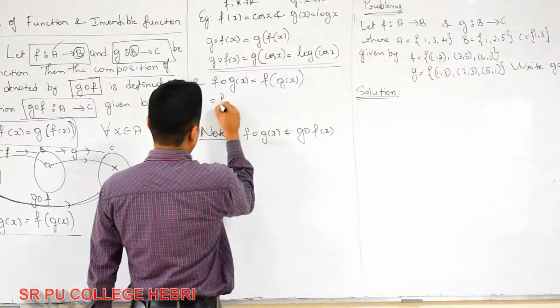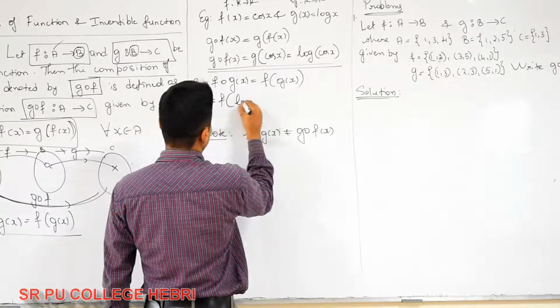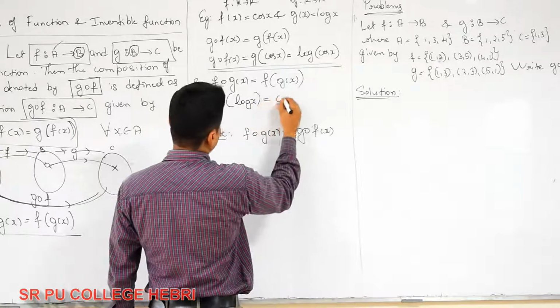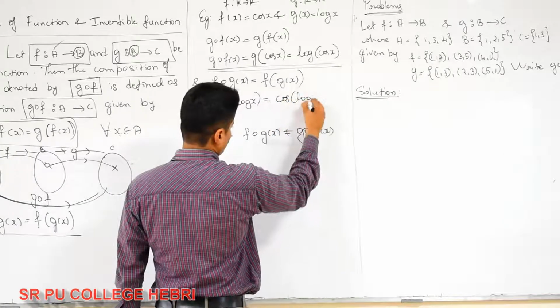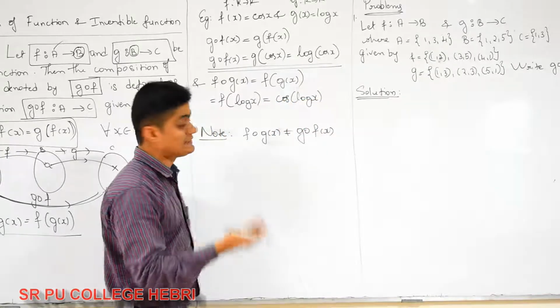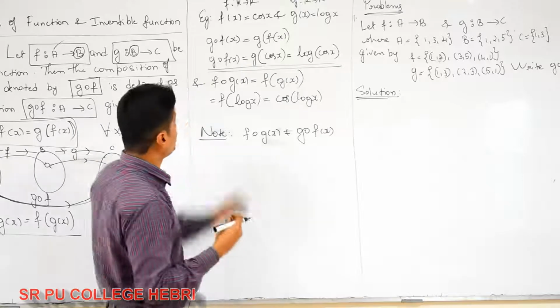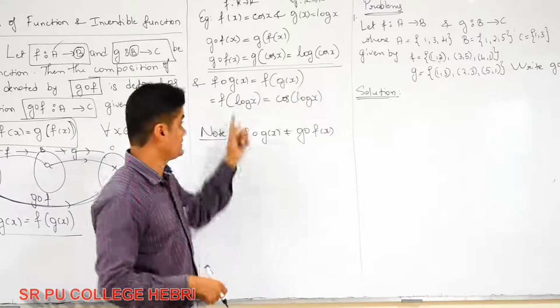So it is f of g of x, you know, log x. What is f of log x? Cos of log x. So log x is inside cos. Log x is g of x inside f of x. This is f of g of x.